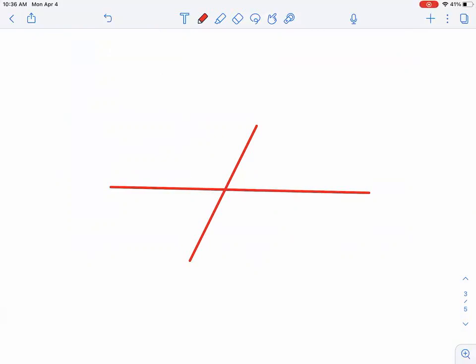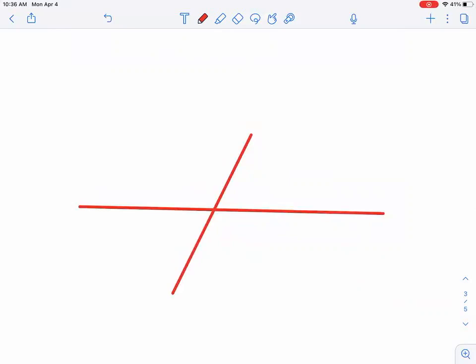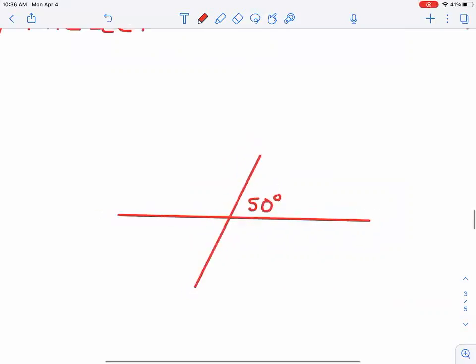And in doing so, I have an obtuse angle and an acute angle, and I'm going to make up a number here. I'm going to say this is 50 degrees. Okay, so I have two lines that intersect. I have the acute angle is 50 degrees.